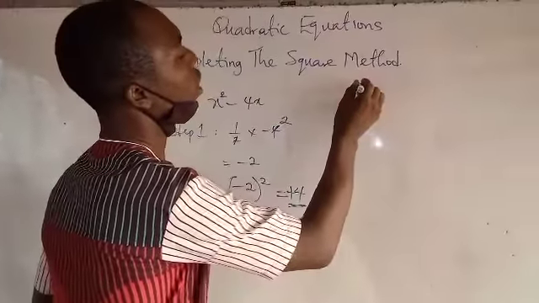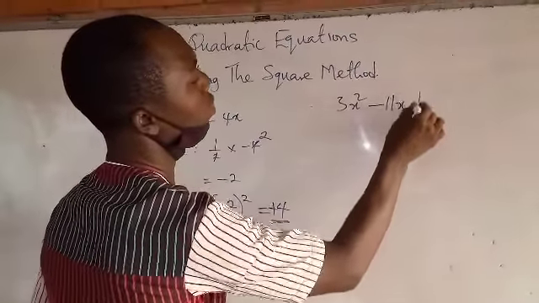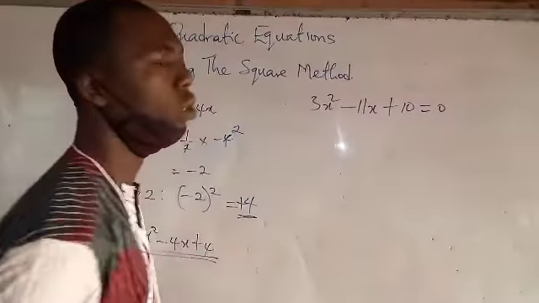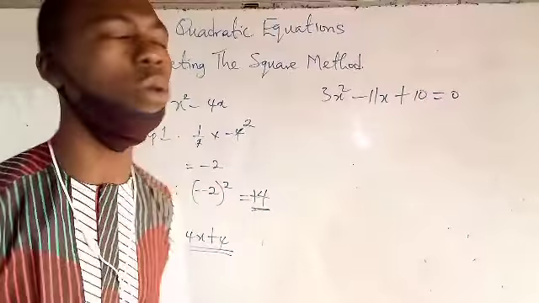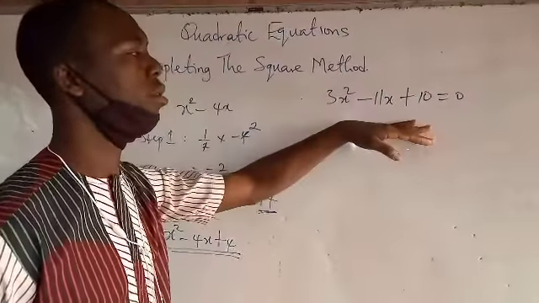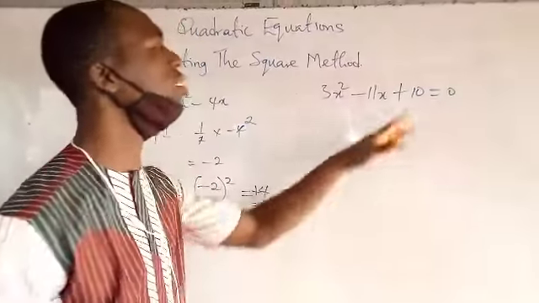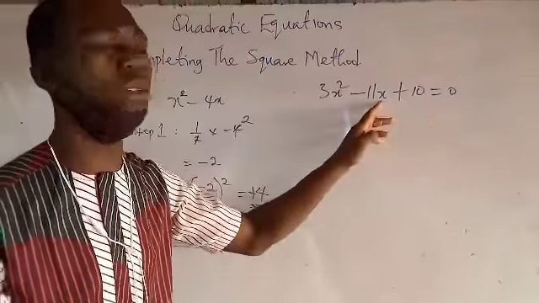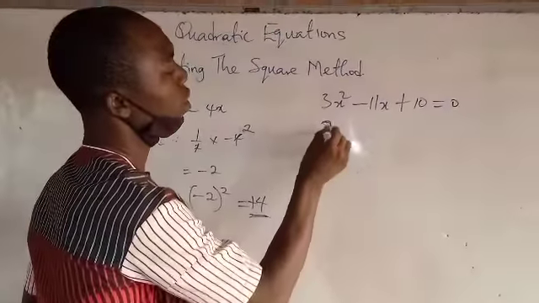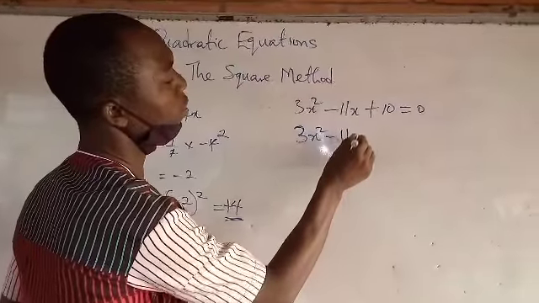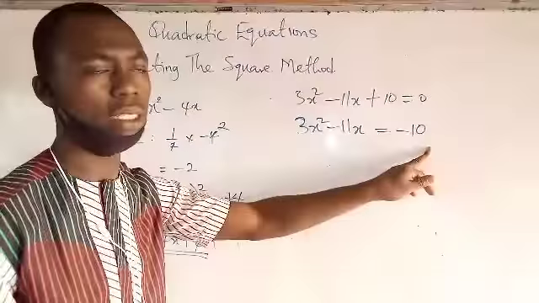The first example: if we have 3x squared minus 11x plus 10 equals 0. The first step here is to take your constant to the right hand side. What is the constant? The constant is that term that is not carrying the variable x. So the constant here is plus 10. So we have 3x squared minus 11x, and when 10 gets to the right hand side, it becomes minus 10.